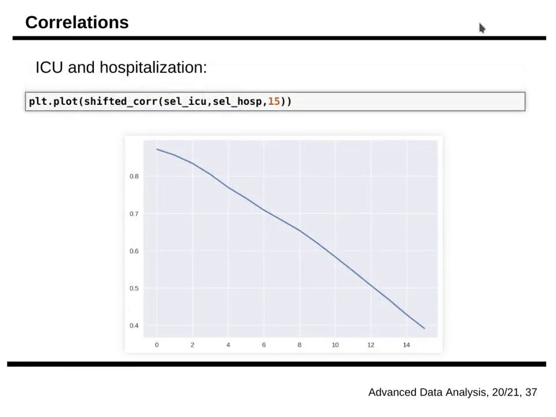So when we compare ICU with hospitalization, so we move intensive care units forward relative to hospitalization, we get something like this. So correlation is best when they are exactly on the same day, but then correlation starts to decrease. This suggests that intensive care unit patients may be coming directly when they are hospitalized. So it's often the case that they go directly to intensive care and they do not spend significant time out of intensive care before going there.